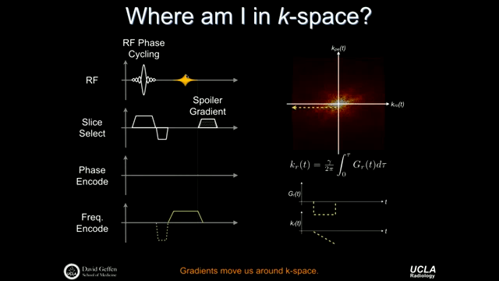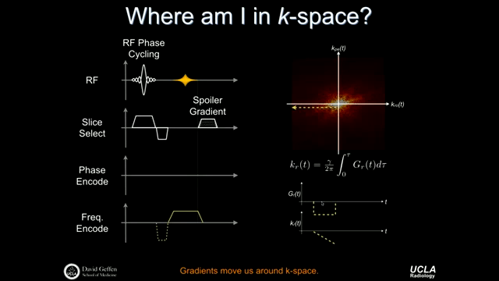And what I want to do is just make the connection again about the gradients that are applied and how it is that gradients move us around in k-space. The relationship, again, is just through this integral, right? Where I am in k-space at a particular point in time just depends on the time integral of my gradient waveform, up to some constants. And so let's use this example first. Let's say my gradient waveform is a negative gradient, and it's a constant amplitude, turned on for some finite duration.